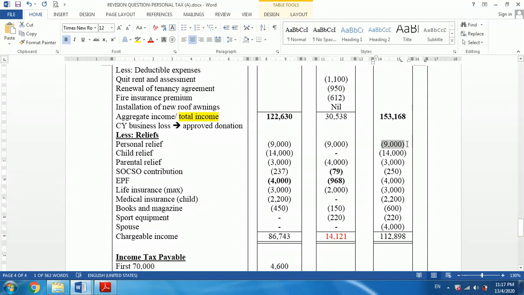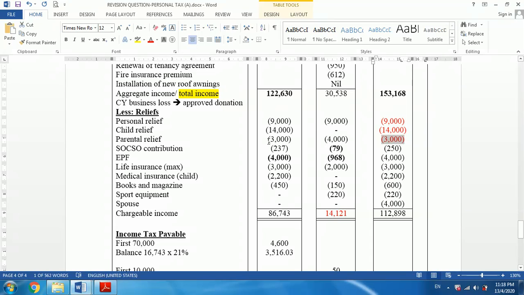I am going to analyze a few things because this is under Ken's name. Is Ken a Malaysian resident? Yes, then we put in the 9,000. The child relief and the parental relief, should I put in Ken's or Natalie's or put in both? Remember, this joint assessment is under Ken's name, so you can only put in Ken's parental relief. And SOCSO you can combine, but the maximum is only 250 here.